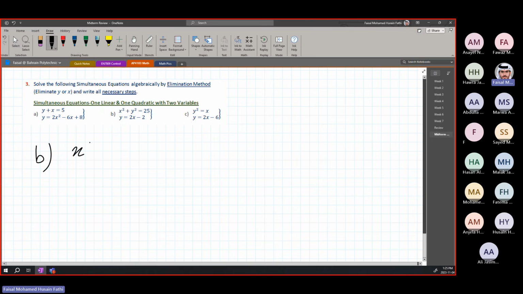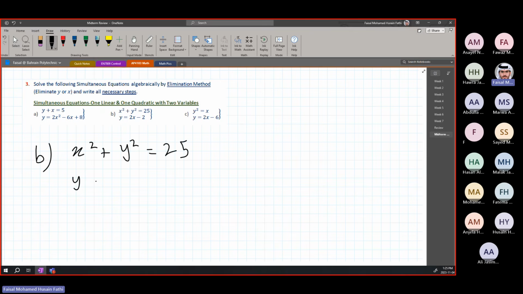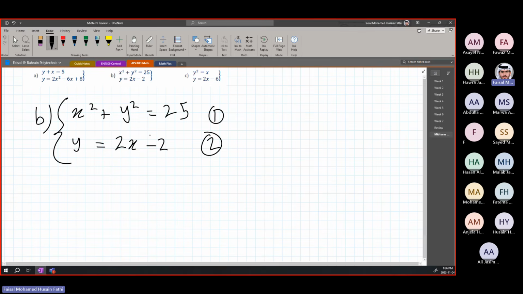Okay, so it's x squared plus y squared is equal to 25. y is equal to 2x minus 2. If you notice, this is equation 1, equation 2. We don't have any x squared or y squared at the bottom, and we have x squared and y squared in the top. So to solve this, all you have to do is square equation 2. So equation 2 will be squared.